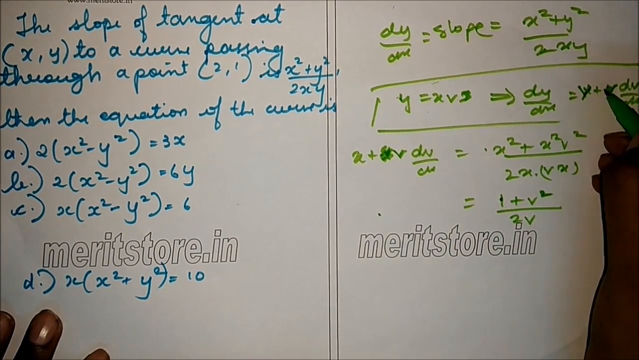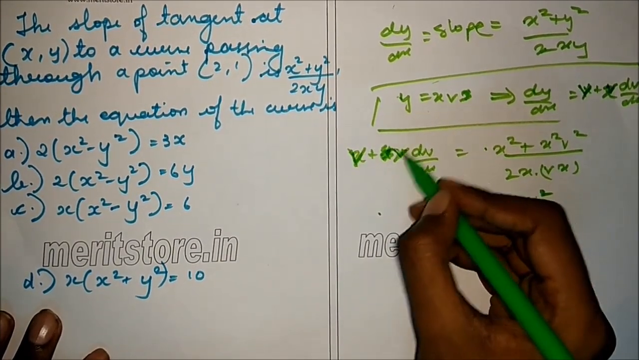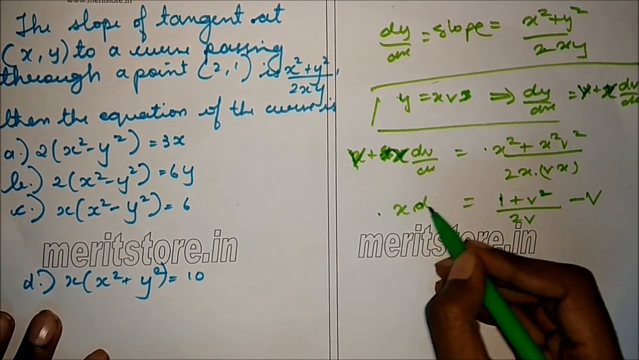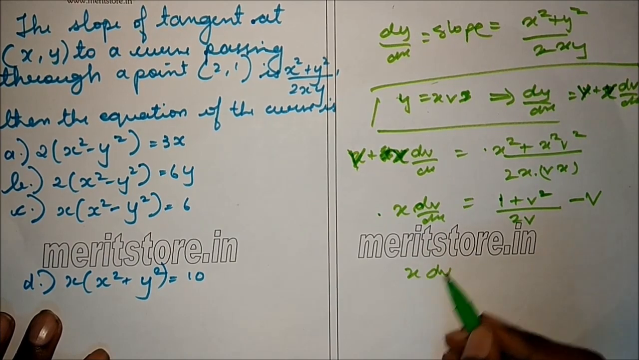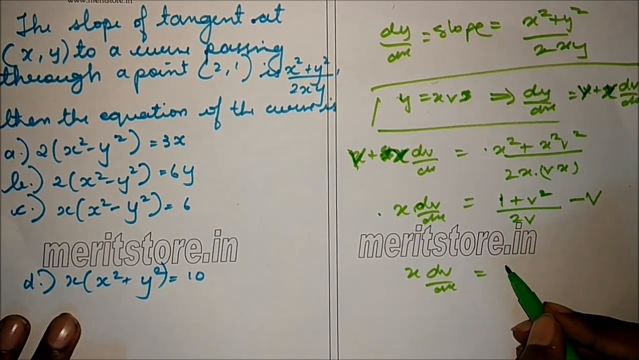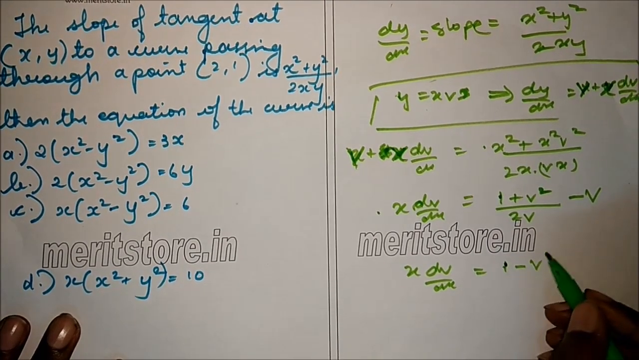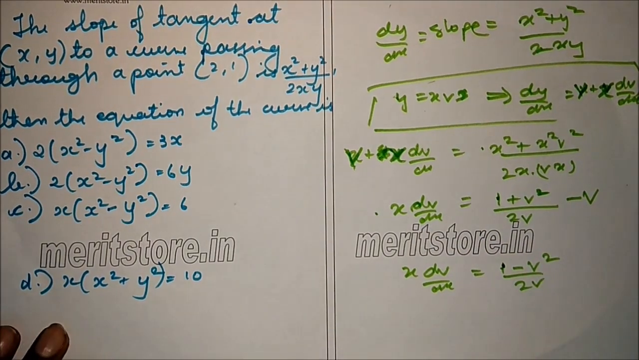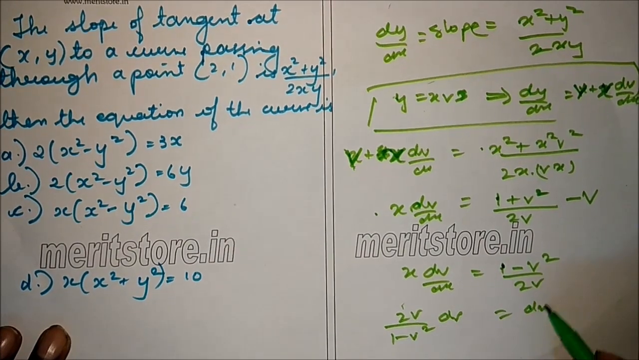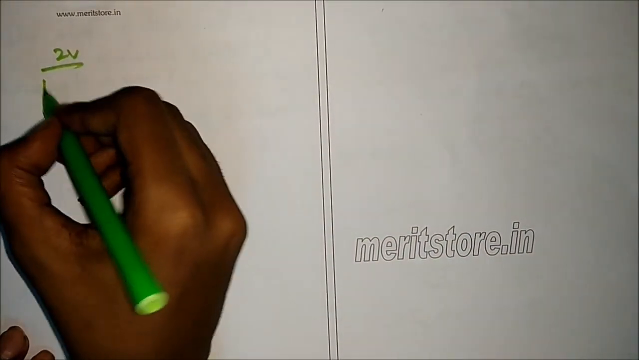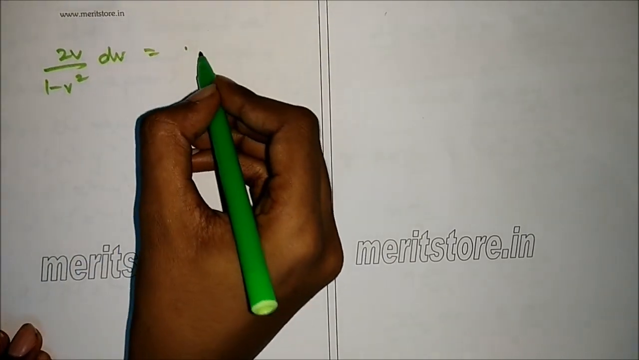This is v plus x dv by dx. So bringing this term to the RHS, this will be minus v, and this will be x dv by dx. So x dv by dx is (1 minus v square) upon 2v. So separating terms, we get 2v upon 1 minus v square dv is equal to dx by x. So 2v upon 1 minus v square dv is equal to 1 by x dx.